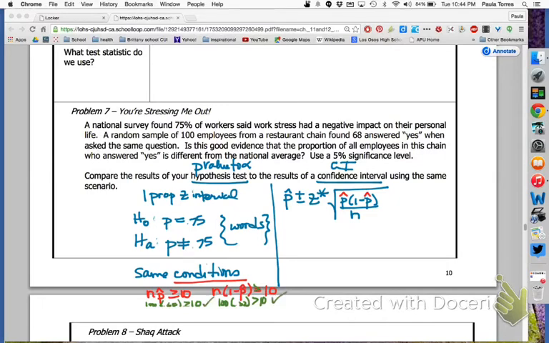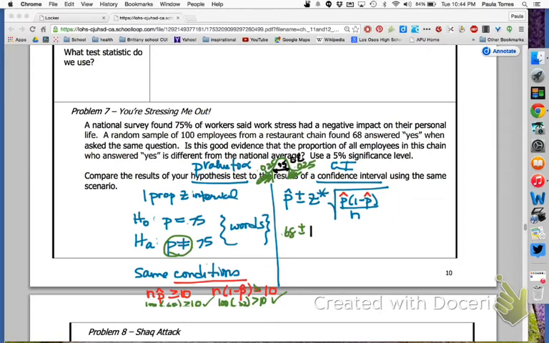Okay, and so now when I create the interval, so now I'm doing z star. Now, if it's a 5% significance level, and my alternative is two-sided, that means I have 5% split on the left and the right. And so remember that that leaves me with a 95% confidence level.